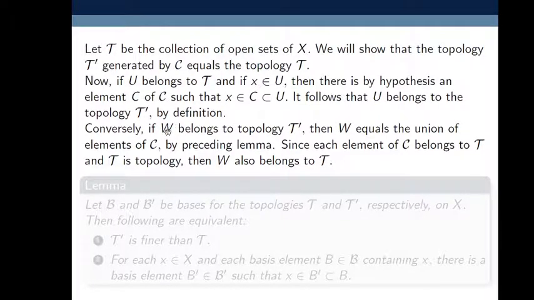So here we choose W from tau dash and show W belongs to tau. This implies tau dash is contained in tau, and earlier we showed tau is contained in tau dash. From this we say that tau equals tau dash. Hence we proved that tau dash generated by C equals the topology tau. Now the next lemma.